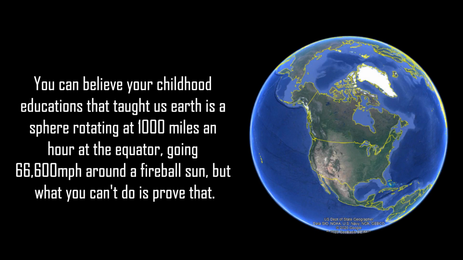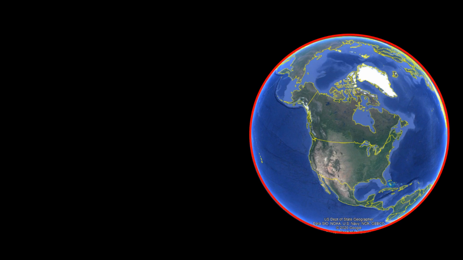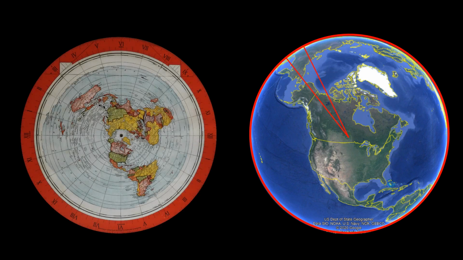You can believe your childhood education that taught us Earth is a sphere rotating at 1,000 miles an hour at the equator, going 66,600 miles per hour around a fireball sun, but what you can't do is prove that. I have just shown there is zero measurable curvature to match the predictions Earth curvature calculators give us. I also pointed out that if we really lived on a globe, we would be dealing with a whole world of distortions. It is time to stop believing the heliocentric lies, and start trying to prove them. It will lead straight to a level plane, with zero measurable curvature.